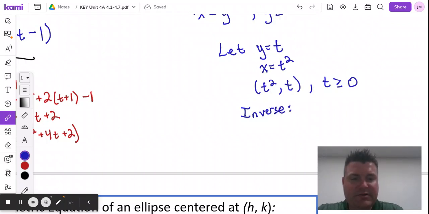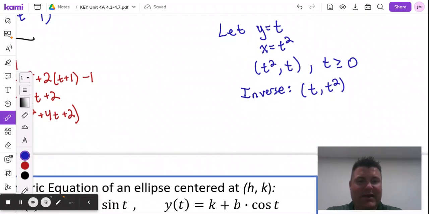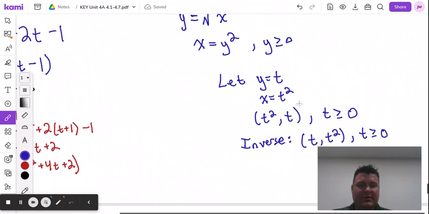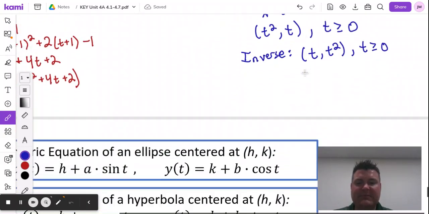So the inverse is going to be switch x and y, t comma t squared. All right. And again, let's go ahead and limit our t's here. So we're going to let t equal to 0. Okay, so we first parameterize the regular way. I do it as just an inverse and you just flip them. Not a big deal. Okay.